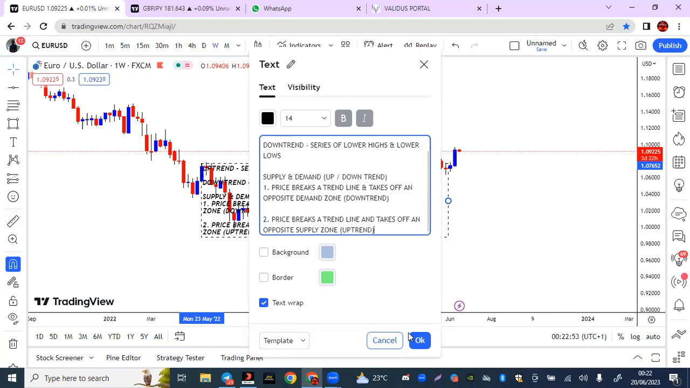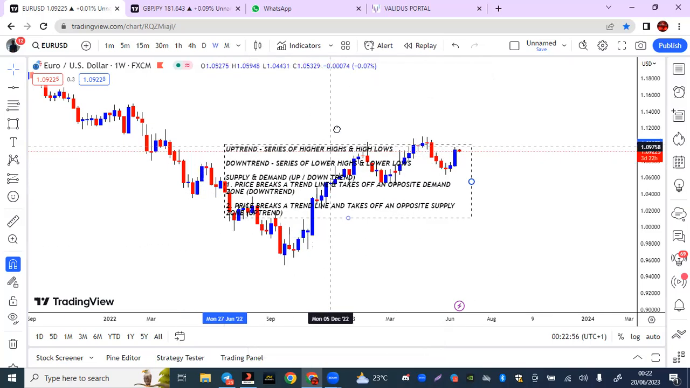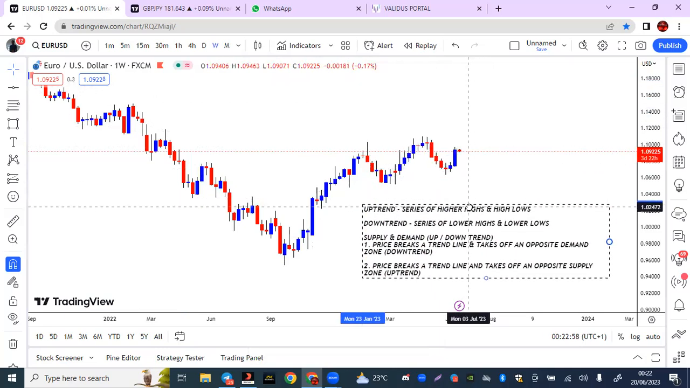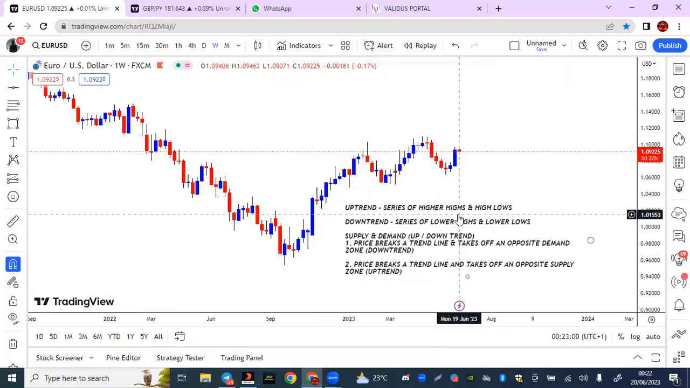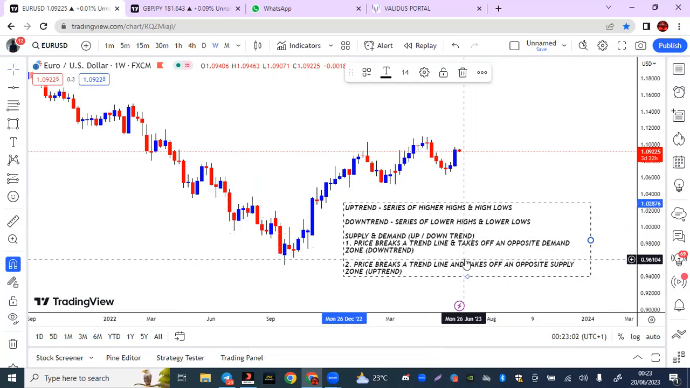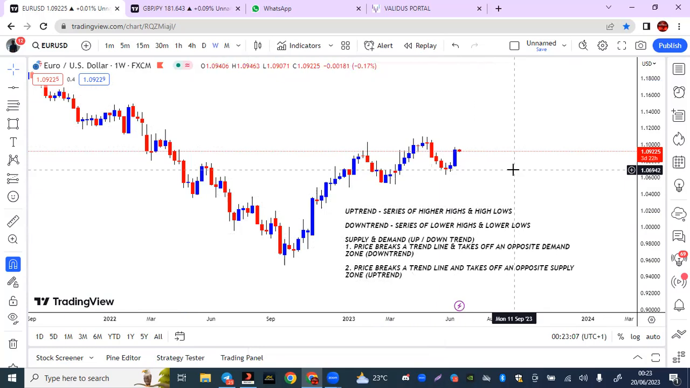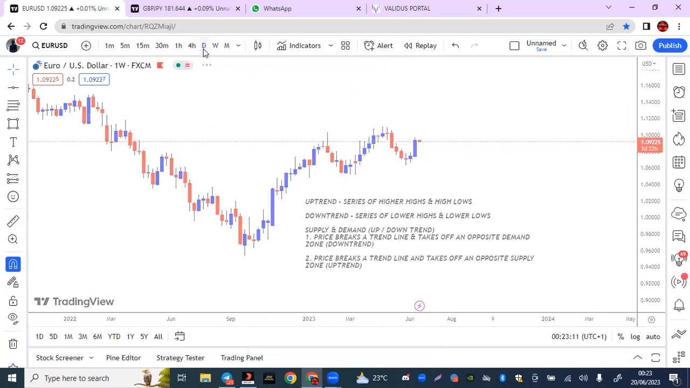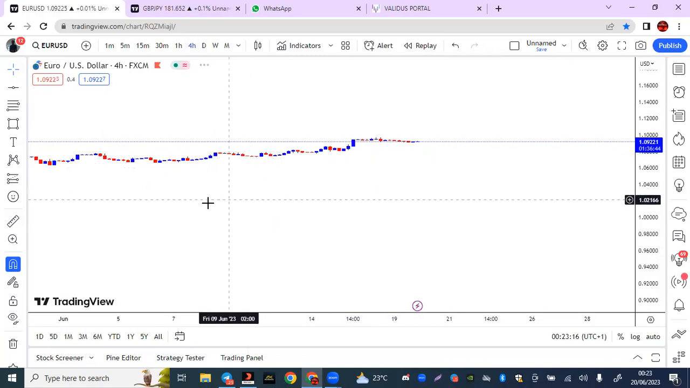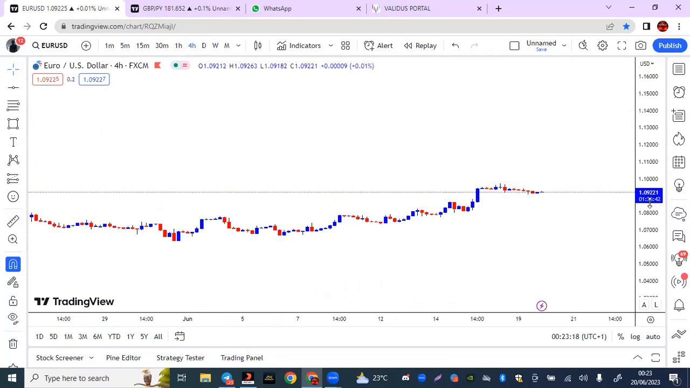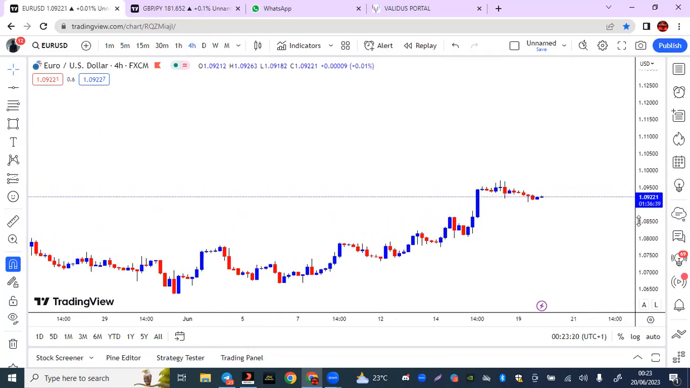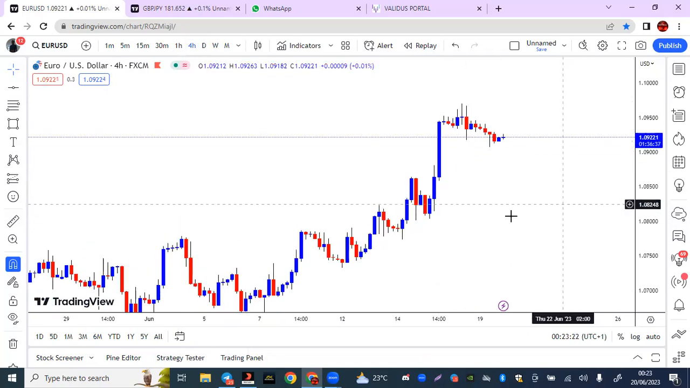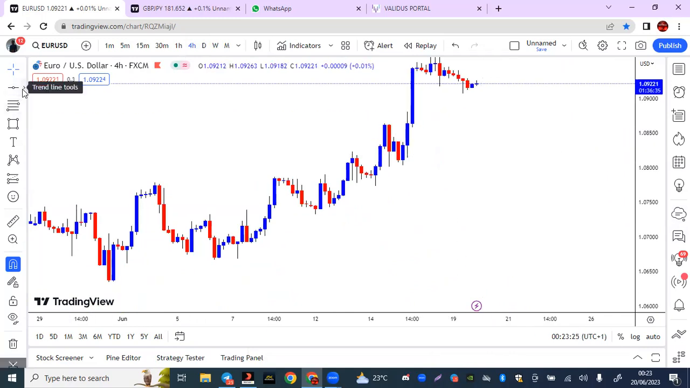Keeping this definition in mind, let us now go to the market. Understanding this particular one is very key, so please pay close attention. Series of higher highs and higher lows. Let's go to the daily or the 4-hour time frame to check this out. What is Euro USD doing? Higher highs, higher lows, this is how it works. This is a higher high.